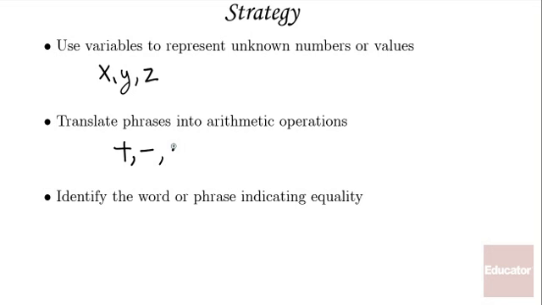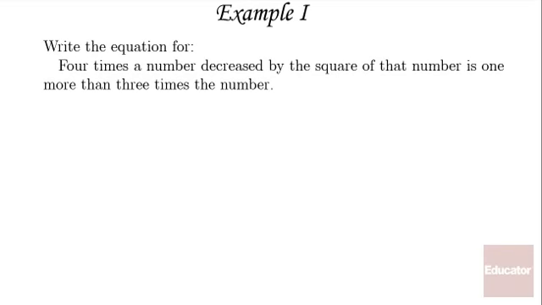Very importantly, you need to identify the word or phrase that indicates equality. In other words, you have to figure out where to put the equal sign. The equal sign splits the equation into two, into the left and right sides. So once you've identified where the equal sign goes, then you can approach the equation from the left side and then do the right side. So using these strategies, we'll do the first example.